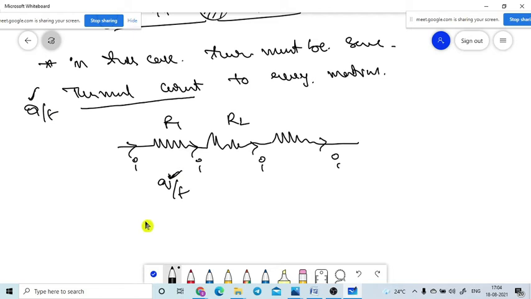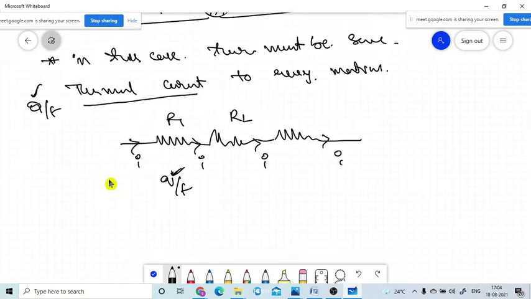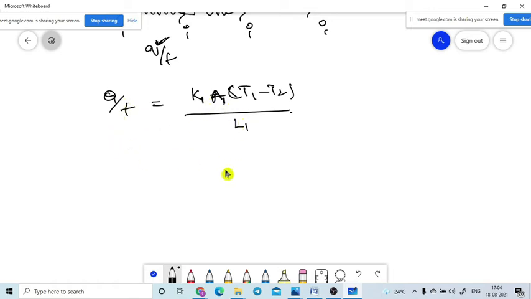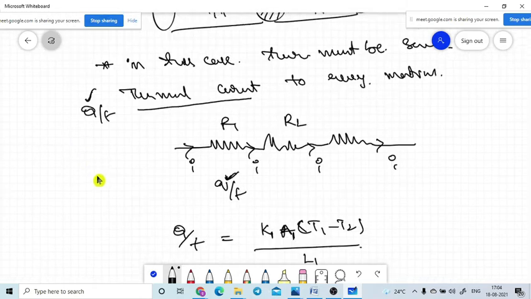Hello? Yes. No doubt. But what about the basic formula for Q by T? Tell me the basic formula. Q by T is equal to K into A into T1 minus T2 divided by L. I am taking K1, L1. So now, can you apply the same formula in these two cases?